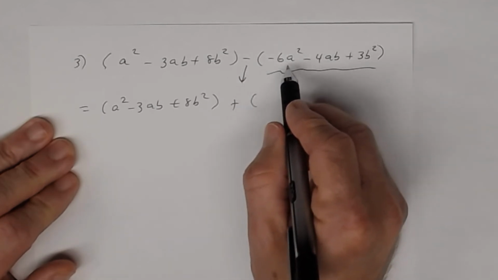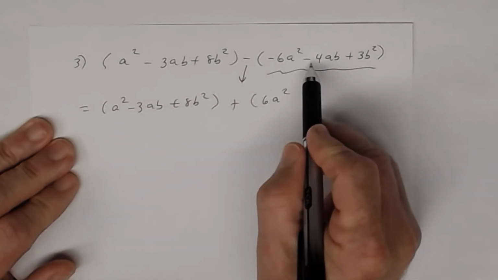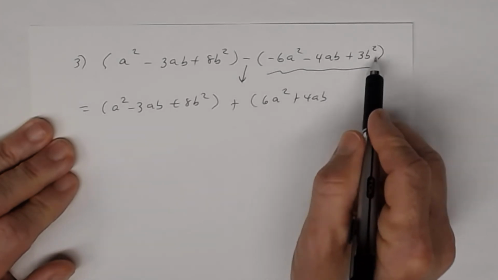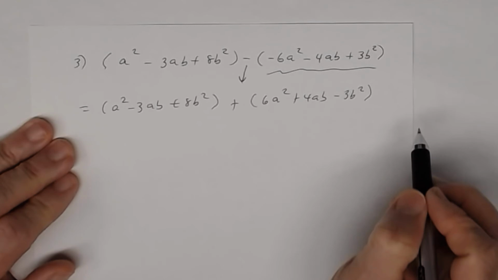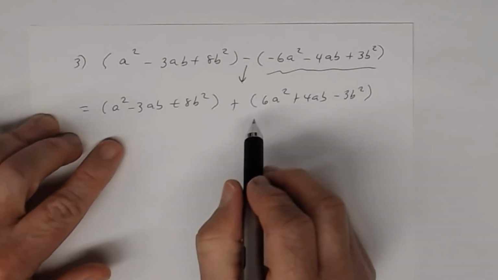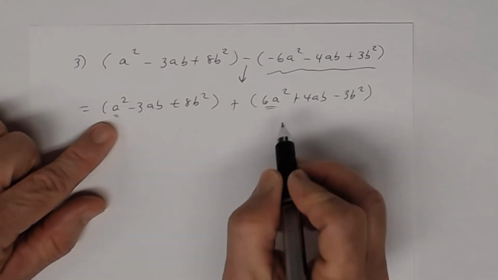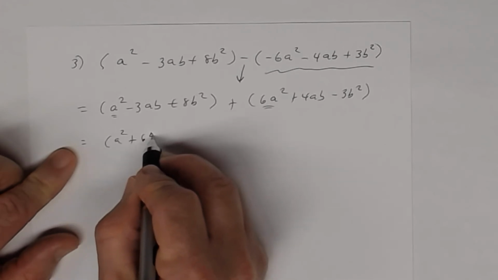Negative 6a squared becomes a positive 6a squared. A negative 4ab becomes a positive 4ab. A positive 3b squared becomes a negative 3b squared. Okay? And now I'm going to add those two polynomials. So I'm going to put all the like terms together. So I have a squared and then another 6a squared. So a squared plus 6a squared.